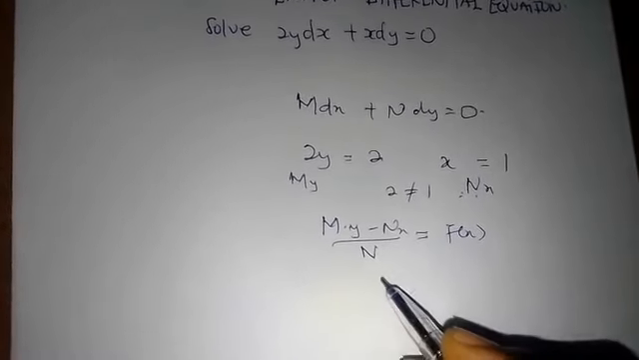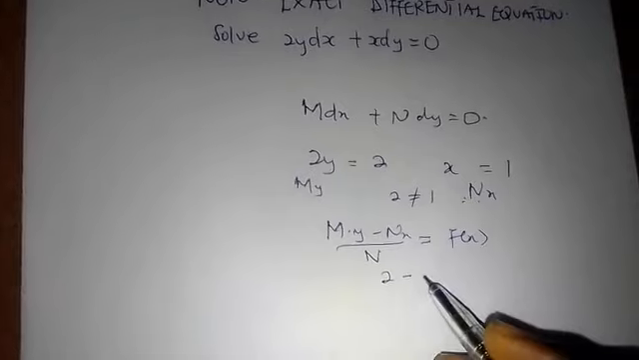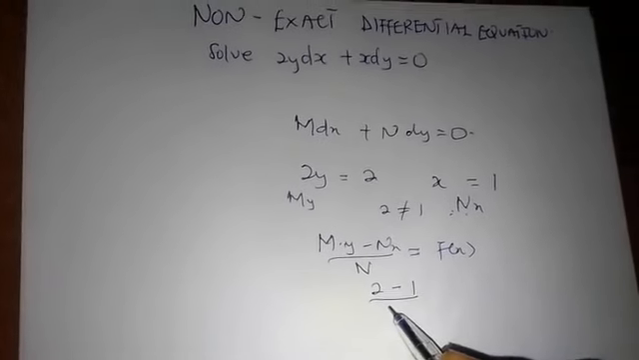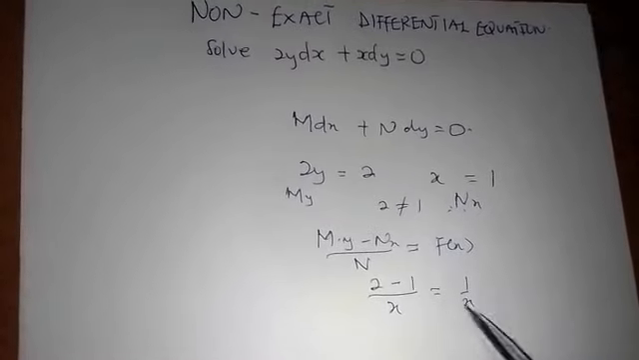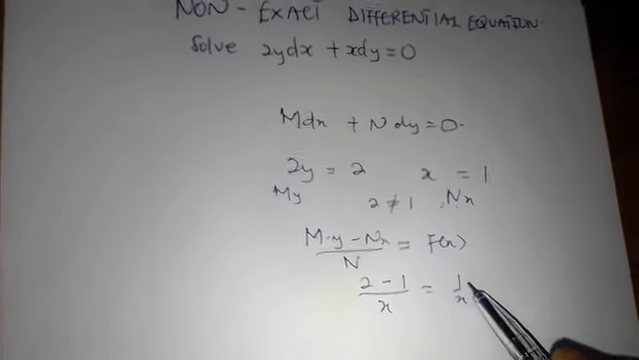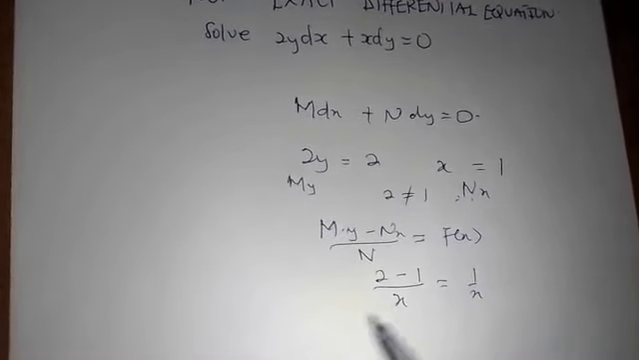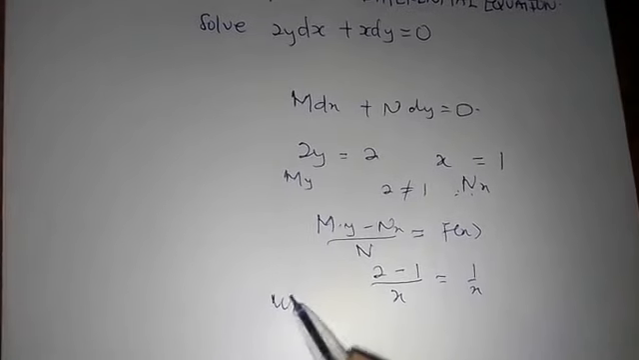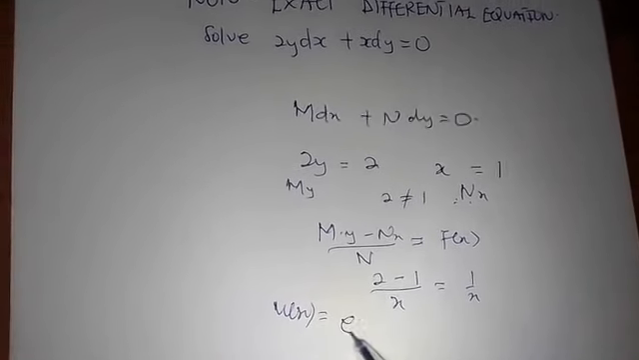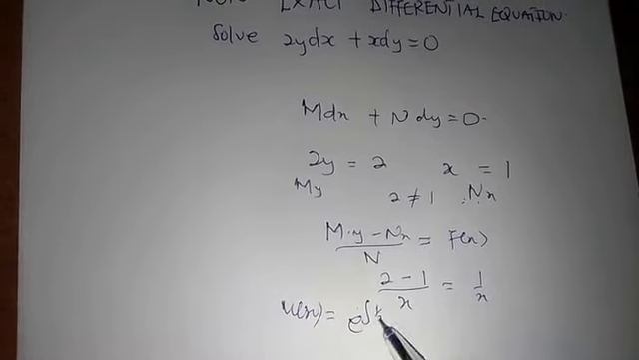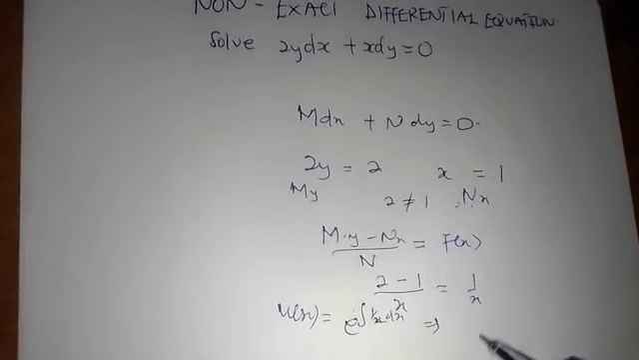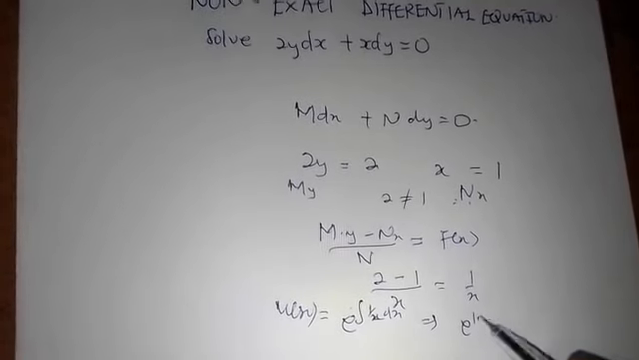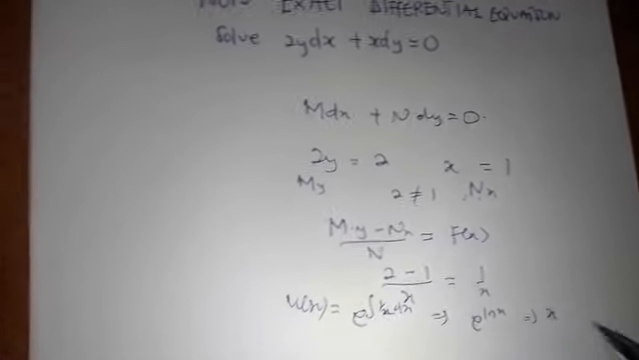So let's see, our My was 2, our Nx was 1, all over N, which is x, will give us 1 over x. Since this is a function in terms of x only, we can go ahead to find our integrating factor with that. So our integrating factor mu of x is simply equal to e to the power integral of 1 on x dx. Then this is going to give us e to the power ln of x, simply x.